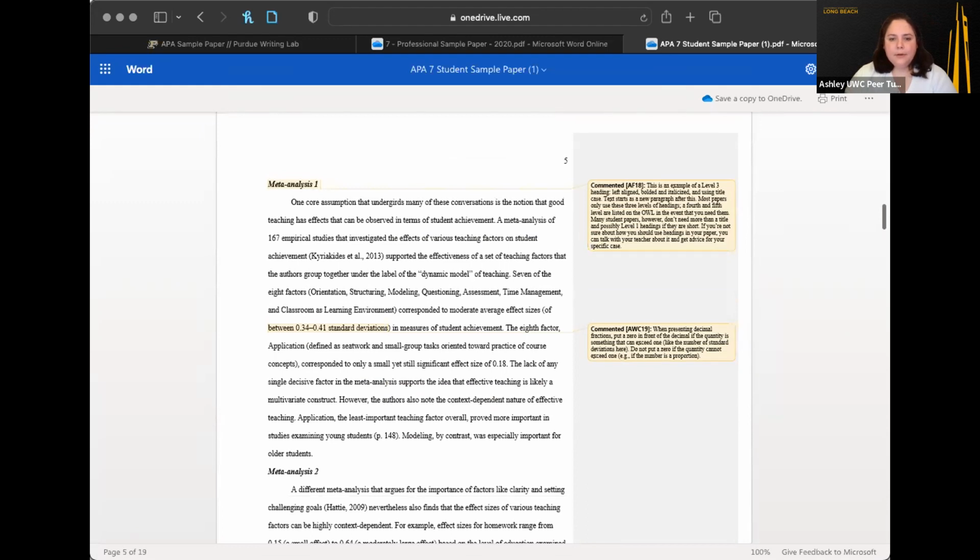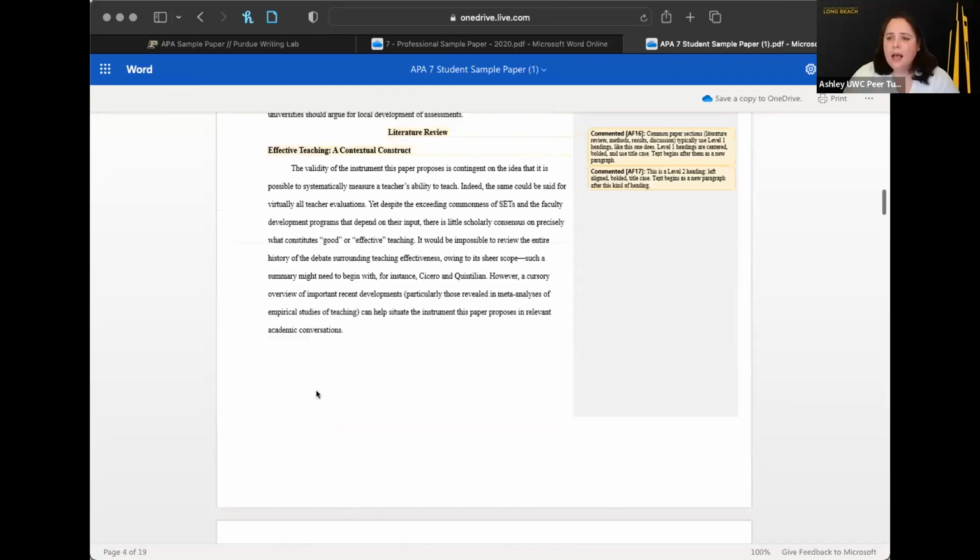All right, so any questions so far? So subheadings should be bolded and italicized. This is what you said, right? Yes, depending on where the subheading is.